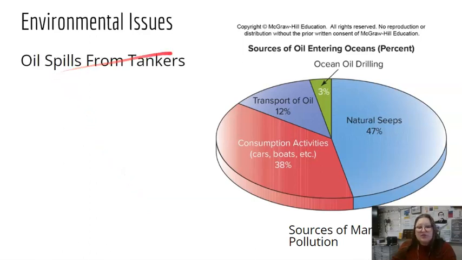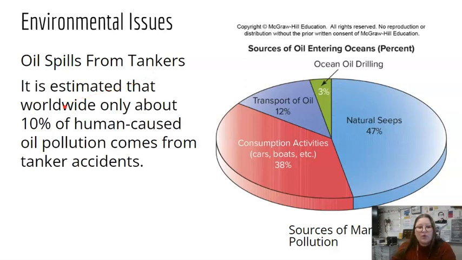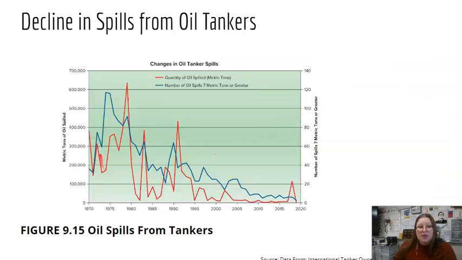So for environmental issues, if we're looking at oil spills, it's estimated that worldwide only 10% of human-caused oil pollution comes from tanker accidents. The top 2 are actual natural seeps, 47%, and then consumption activities, us actually driving boats, driving cars. That releases 38% of the marine oil pollution. And then transmitting oil is about 12, and then ocean oil drilling is 3. And over time, we have increased technology, increased safety, increased protocol, so that the oil spills coming from tankers have gone down over time pretty significantly. There was one big spill like 2018, 2019.